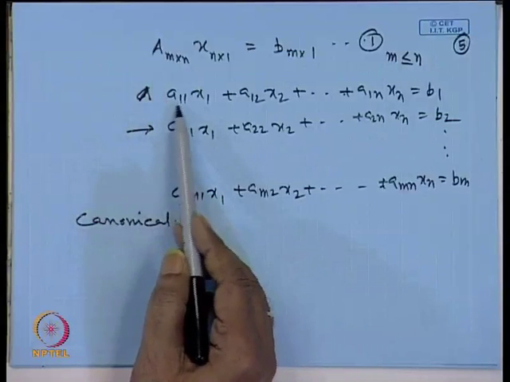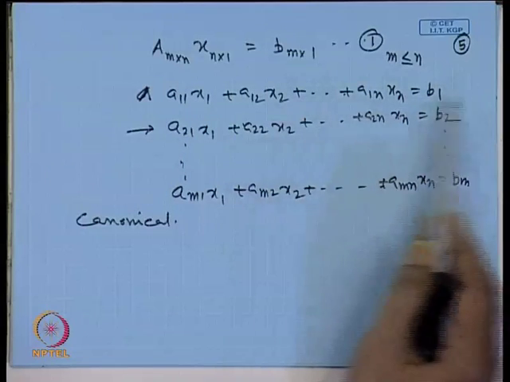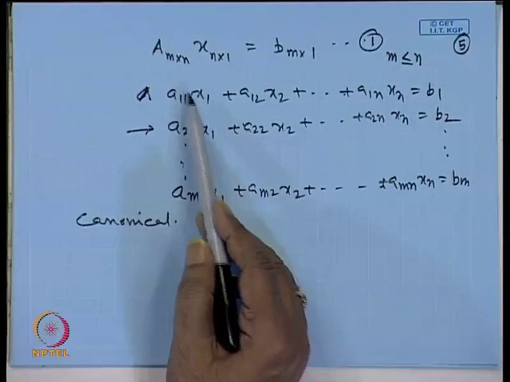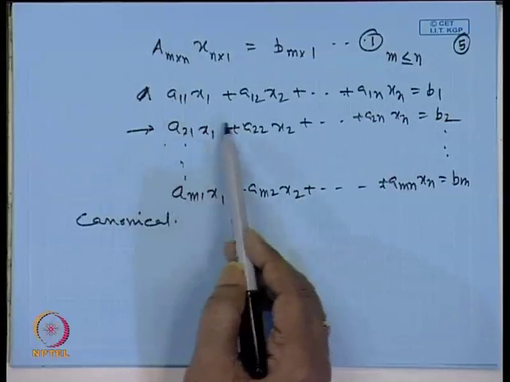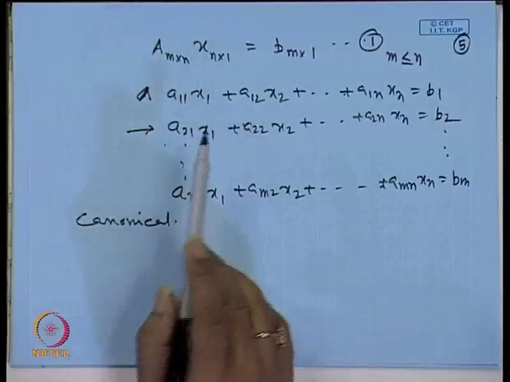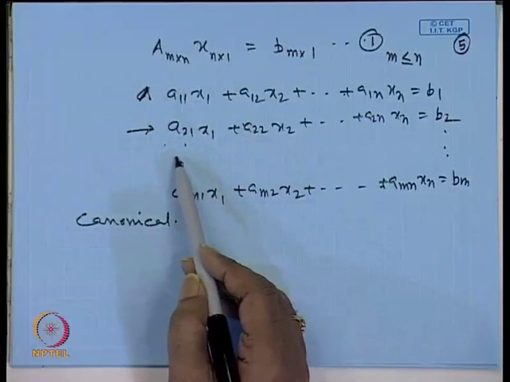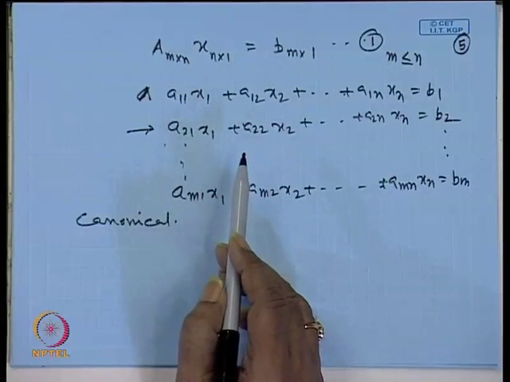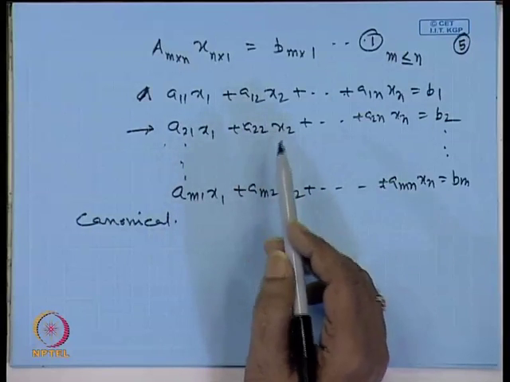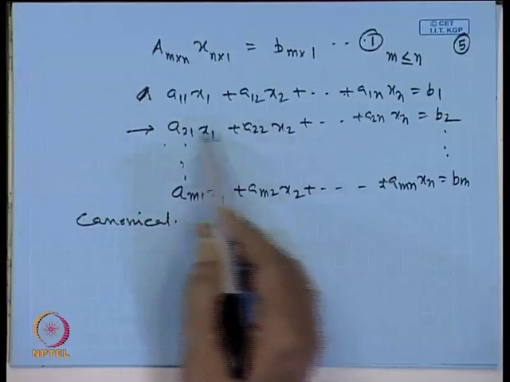How will you do it? First, you divide the first equation by a11. Then you multiply that equation by a21 and subtract it from equation 2, so x1 is out. Similarly, multiply the first equation by a31 and subtract it from the third equation, so x1 is removed from that one. In this way, similarly, x2 will be only in the second equation, so x1 is not there.